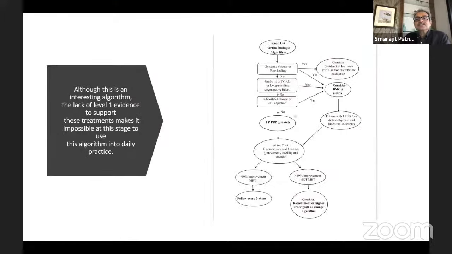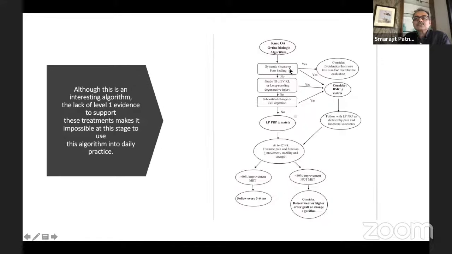Well, this slide is a beautiful algorithm, but unfortunately, because of lack of level 1 evidence, we cannot suggest that it can be used at this point of time. When we have this algorithm, if somebody has a systemic disease or poor healing, then we have to consider the bioidentical hormone levels and the microbiome evaluation of the synovial fluid.